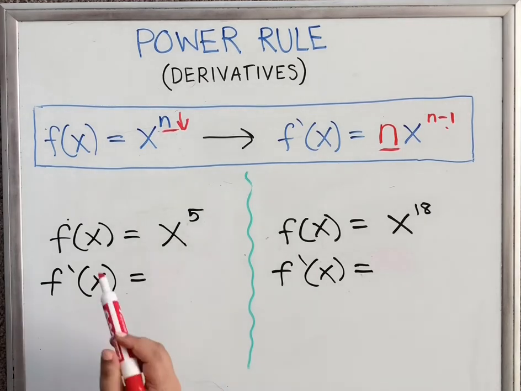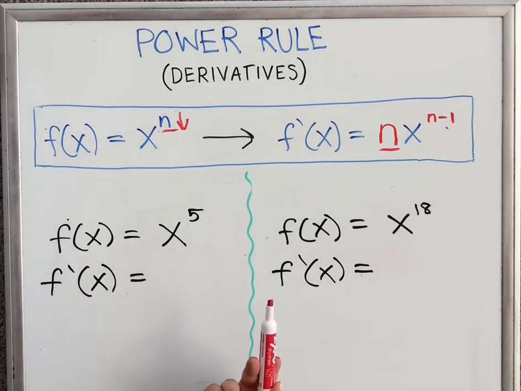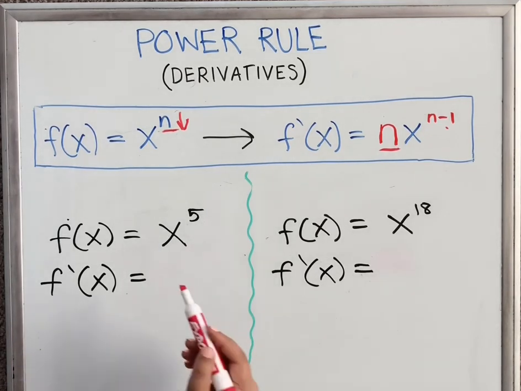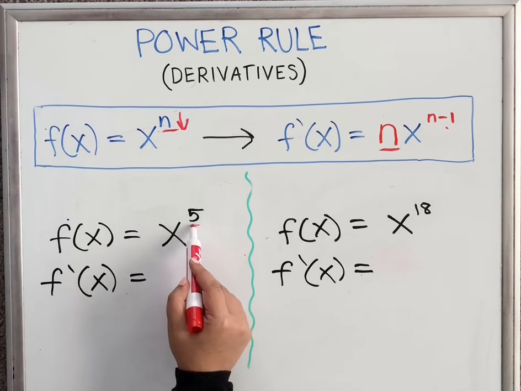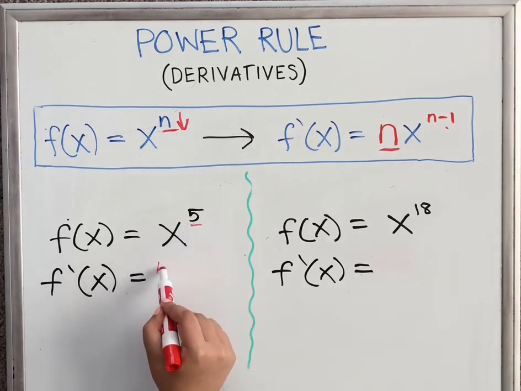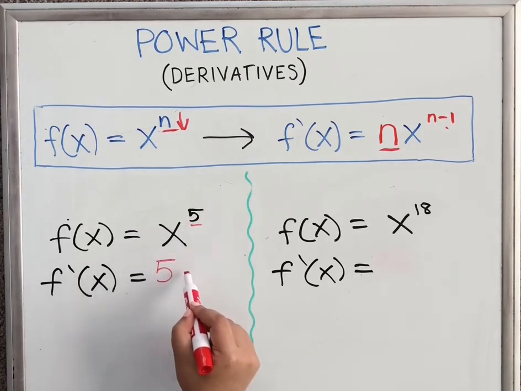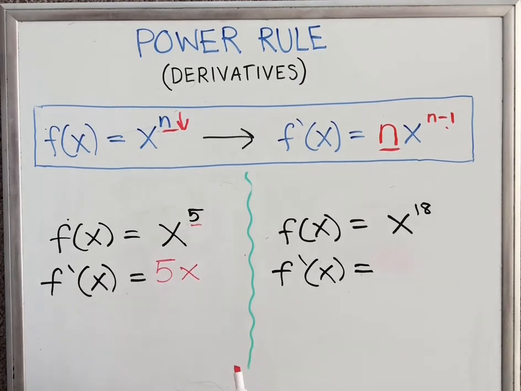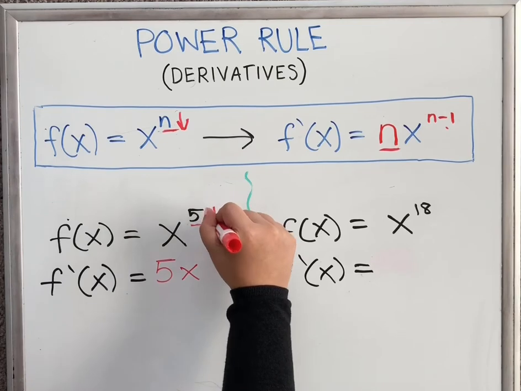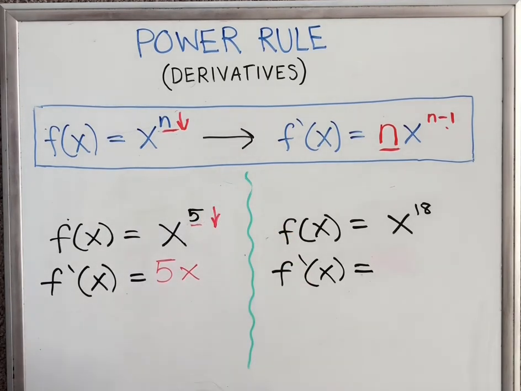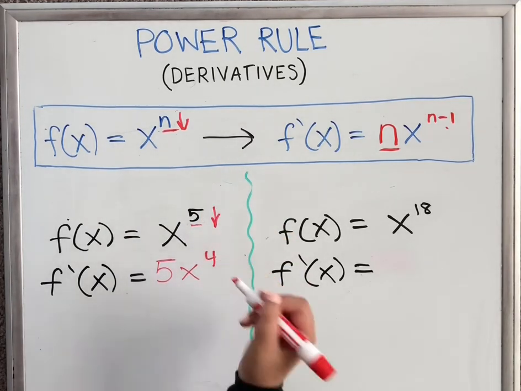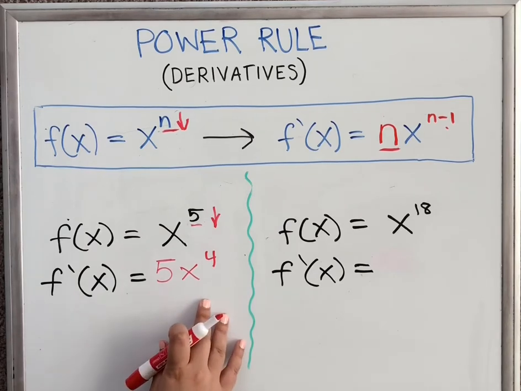So here I have f of x equals x to the fifth. And if we want to take the derivative using the power rule, we're going to follow the same two steps, right? So first, we're going to drop the exponent down and multiply it in front. So we're going to get 5x. And then, simple step 2, we're just going to drop the exponent down by 1. So 5 minus 1 is 4. And there you go, you have your derivative, right?